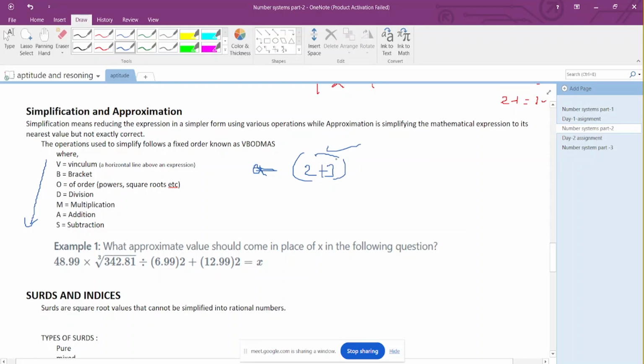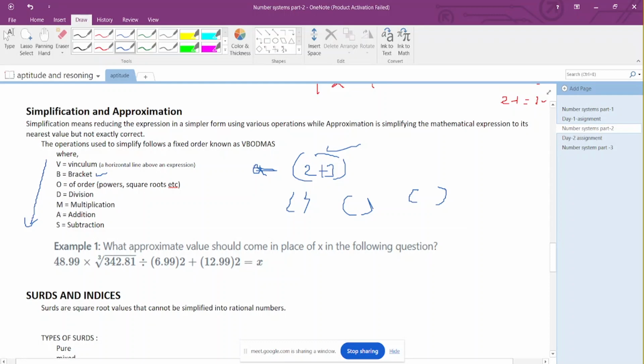First of all, we have to give priority to these kinds of things, and second is braces. Braces: we have curly braces, flower braces, and square braces also. And after that, of order, any squares, any powers, we have to give priority to that. And then division, multiplication, and then addition and subtraction, right? We can use this VBODMAS. Hope you are already aware of this, because we already learned it in our childhood, maybe in class 6 or somewhere, right?